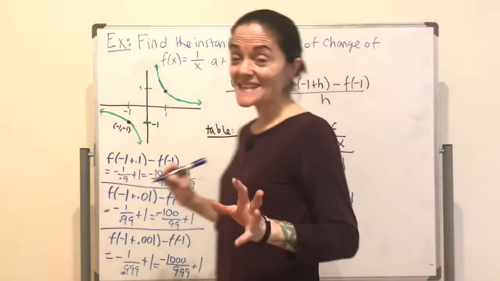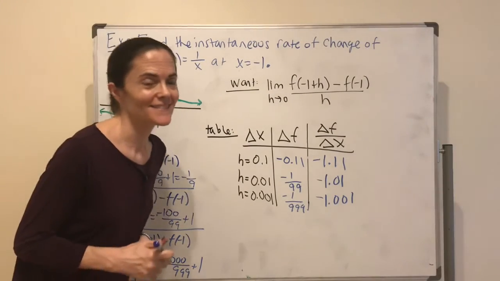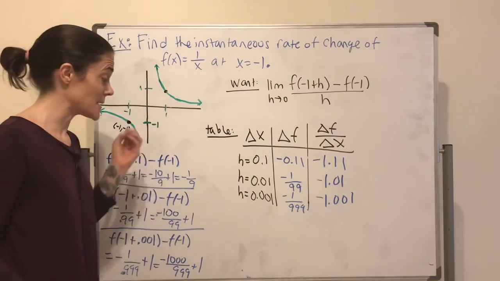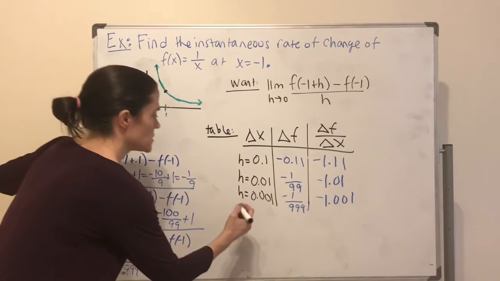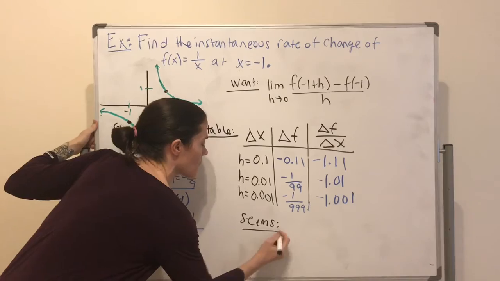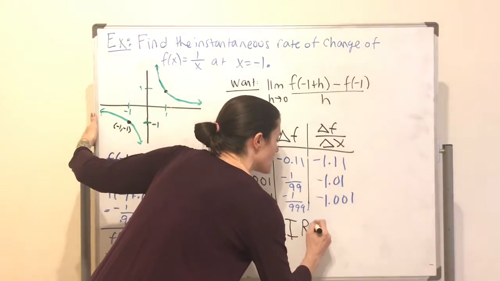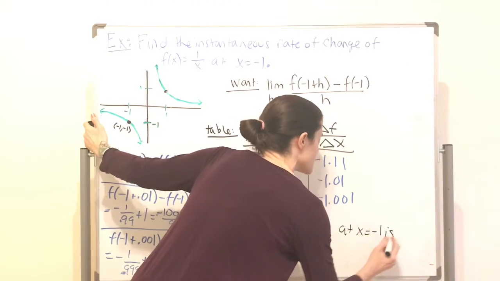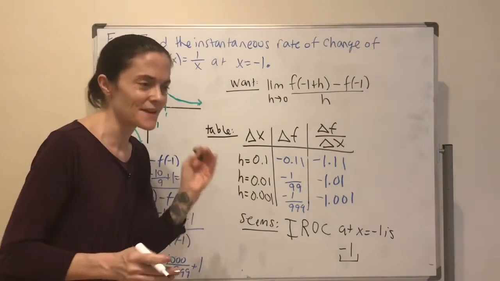Okay, I believe this is correct. Now, what does it appear, right? And I didn't keep going with smaller and smaller h, but it seems that the instantaneous rate of change at x equals negative 1 is negative 1, right? Just by looking at these three values.